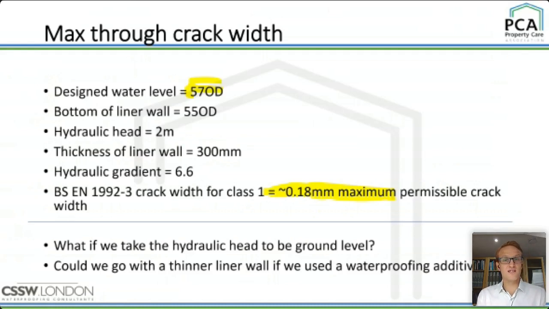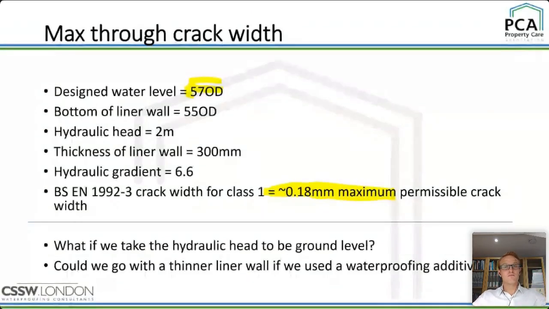But what if you looked at it and you said, actually, we need to take ground level as the hydraulic head? Well, in that scenario, you end up with a hydraulic gradient of 20 and a maximum permissible crack width of 0.125. So there's some consideration to be done there.